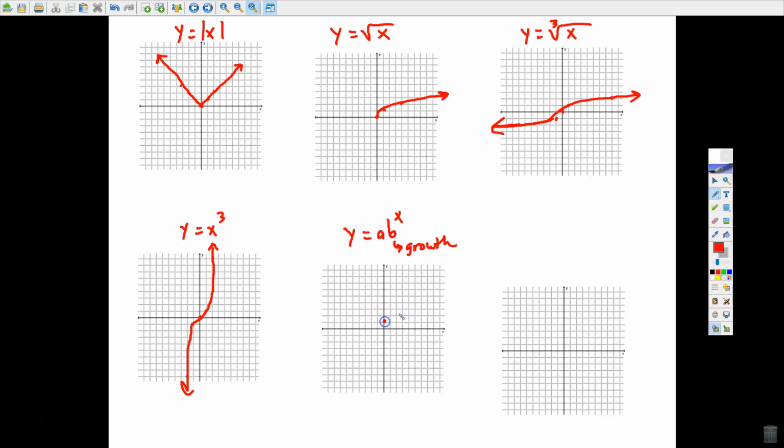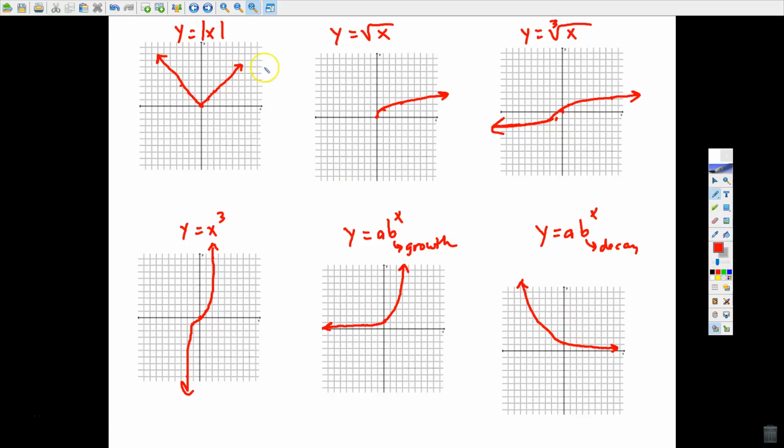Okay, so if b is growth, it's going to go through (0, 1). It's going to approach the x-axis forever, going to negative infinity, and then it's going to shoot up to positive infinity, going along the positive y-axis. Here is decay. It's really the same function, but if b is a number between 0 and 1, then you've got decay. And it looks like this. Still going through (0, 1), but it'll approach from the other side.